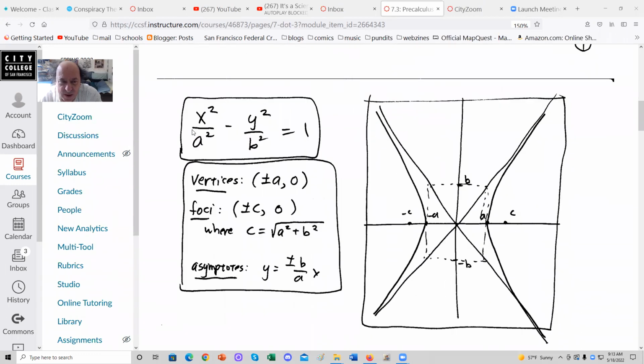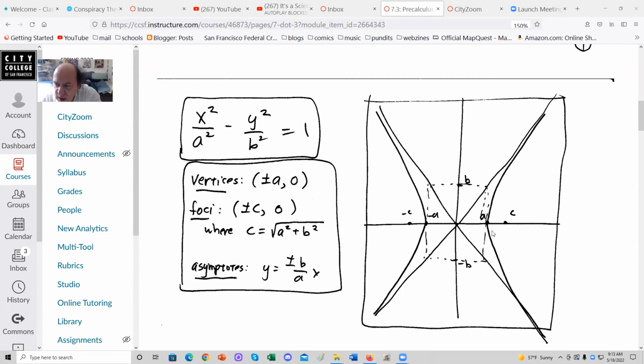All right, here's a classic one. X squared over a squared minus y squared over b squared equals 1. That's a graph of a hyperbola. It will have vertices at plus or minus a by 0. And you draw a box, and this box has horizontal lines at plus or minus a by 0 and vertical lines at 0 by plus or minus b. And from this box, you draw these 2 diagonals, and those are the asymptotes.